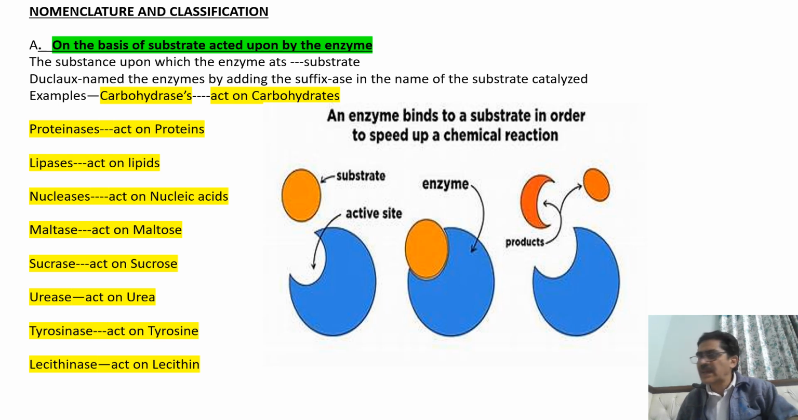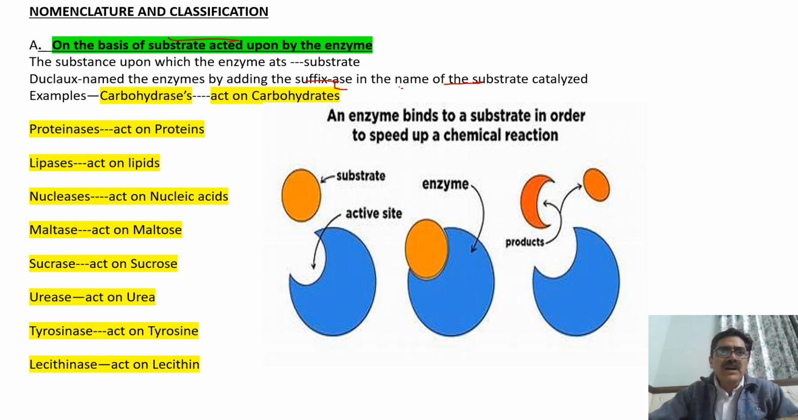Now we'd like to classify enzymes, which is our main topic. Now classification has to be on certain basis. It can be done on the basis of substrate acted upon by the enzymes. In case of enzymology, there are two things. Enzyme needs a substrate. Substrate means the chemical substance upon which it acts. The substance upon which enzyme acts, that is known as substrate. So it was Duclaux who named enzymes by adding the suffix "ase" to the name of the substrate catalyzed.